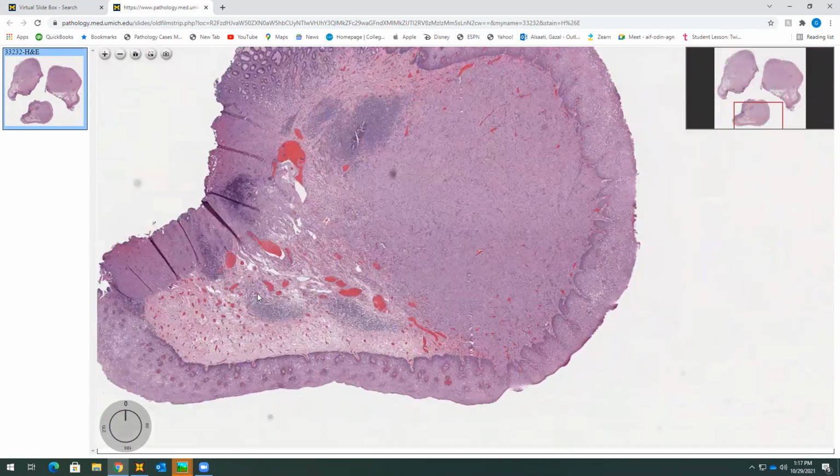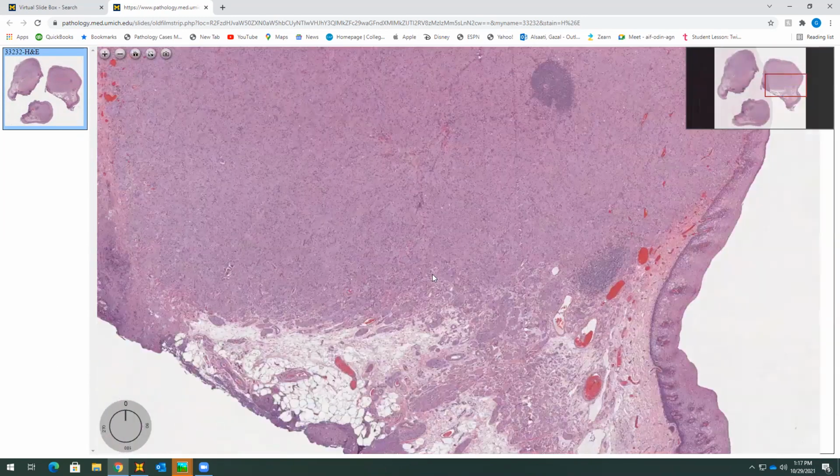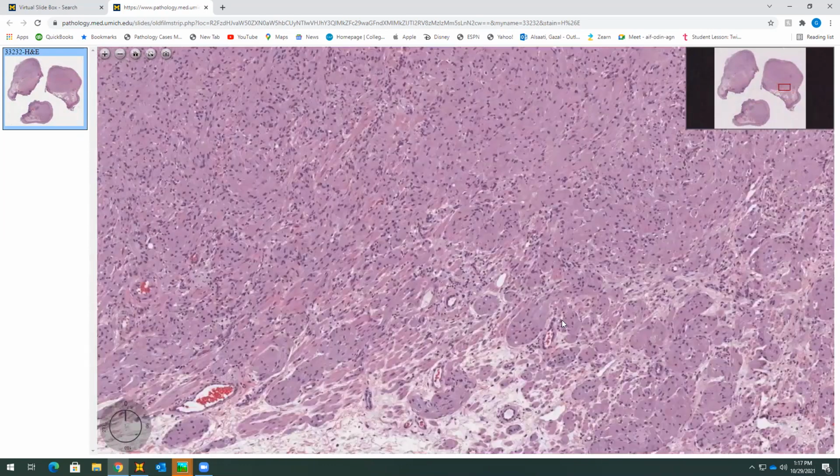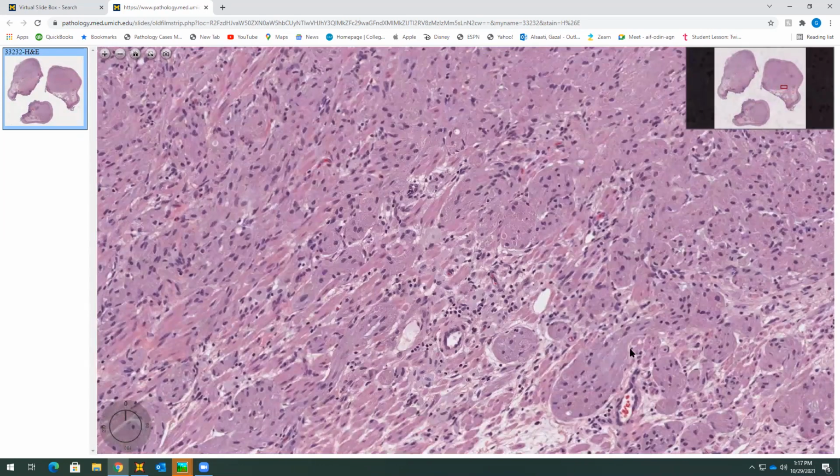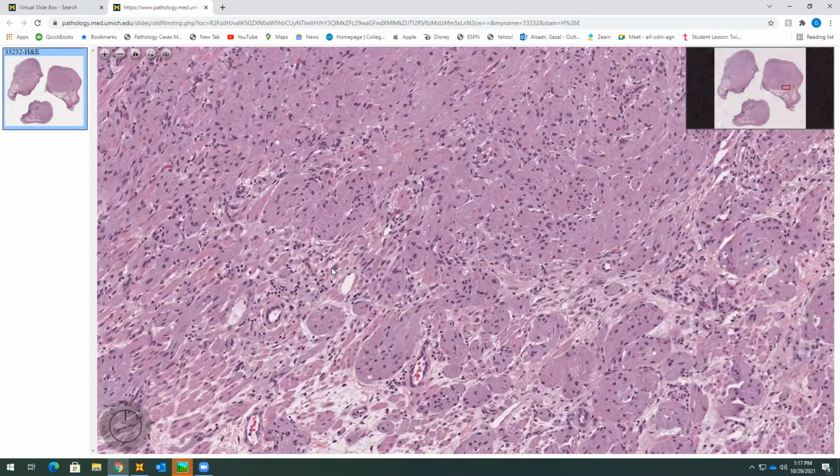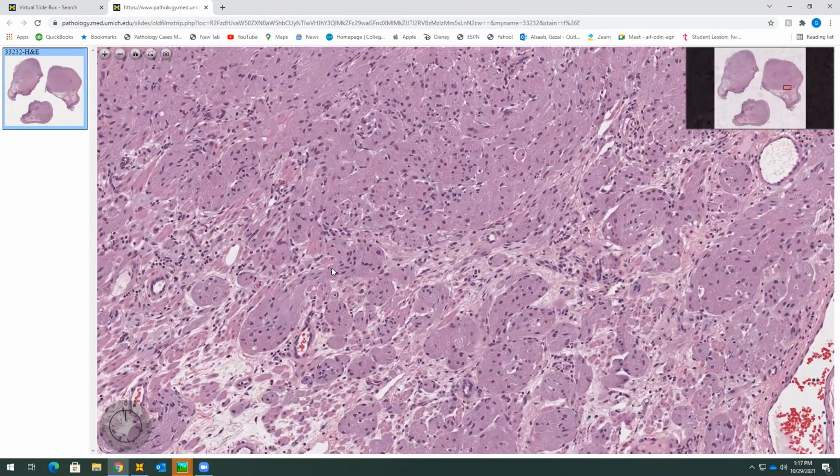Granular cell tumor. I had one in the breast, which was very interesting when I was around. Breast is another site where it happens. The granular cell tumor. Okay. All right. Next.